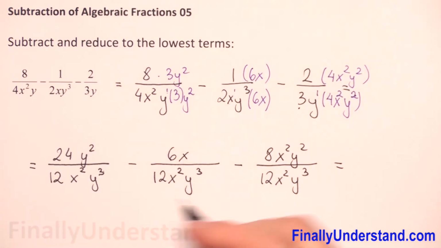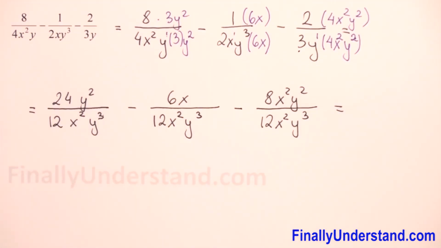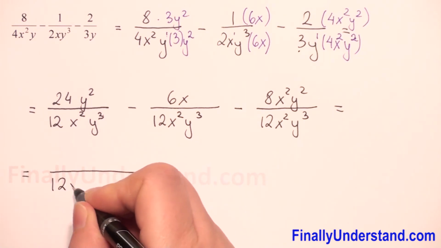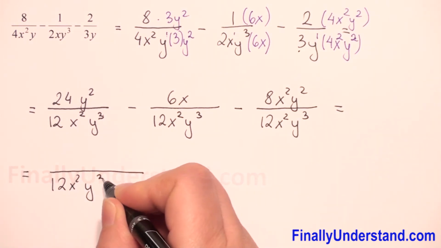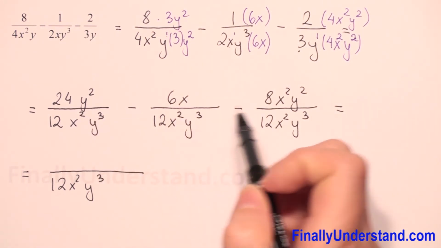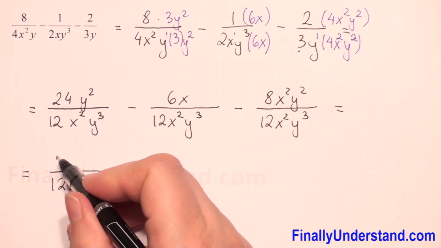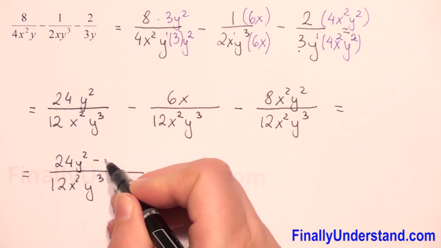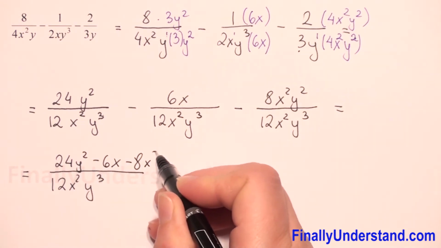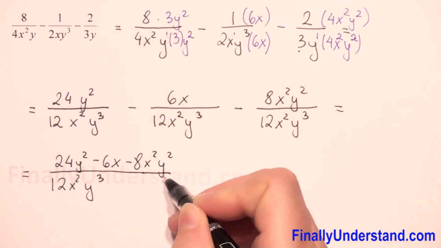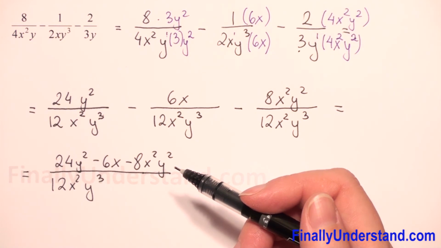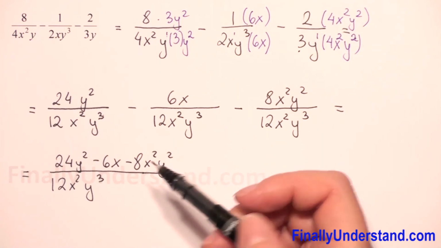Next, when we have the same denominators, we copy the denominator. And we have to subtract our numerators. So 24y squared minus 6x minus 8x squared y squared. What else? We have to reduce to the lowest terms. We can reduce when we have multiplication.